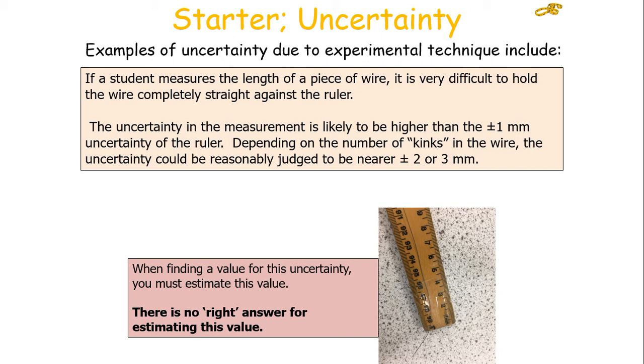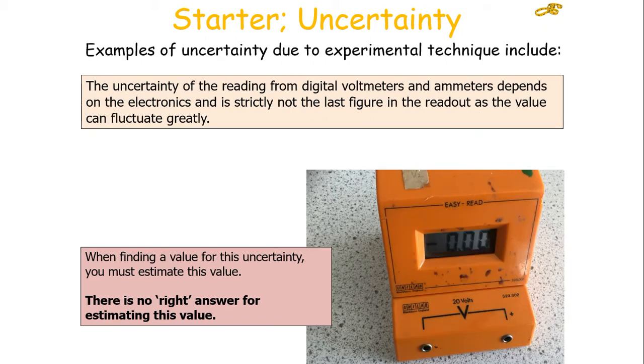Now, when we're trying to work out this experimental error uncertainty, you've got to estimate it. There's no one right answer for estimating this value. It's down to your discretion, but it's just got to be reasonable and sensible. Another example could be the uncertainty of reading from digital voltmeters and ammeters. It depends on the electronics, and it's not going to be the last figure in the readout, as the value can fluctuate greatly. So you've got to estimate this uncertainty due to the fluctuation, and there's no right answer for this.